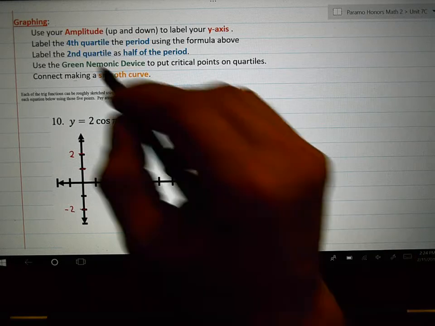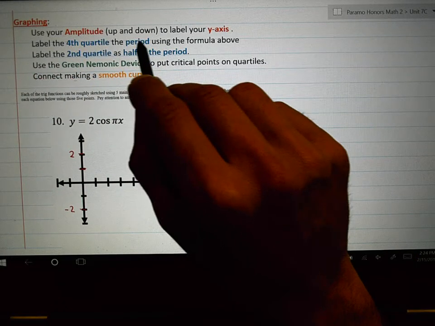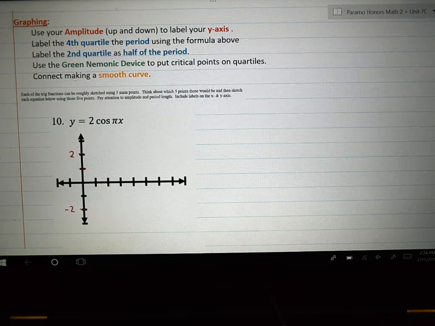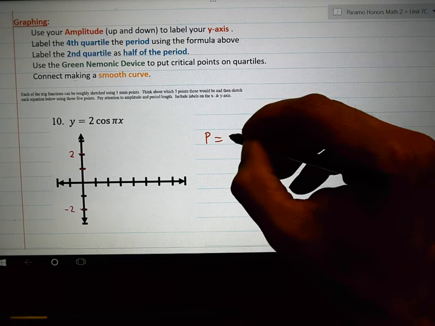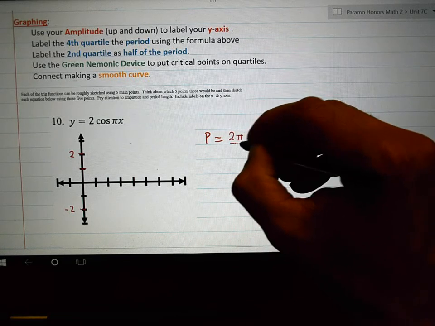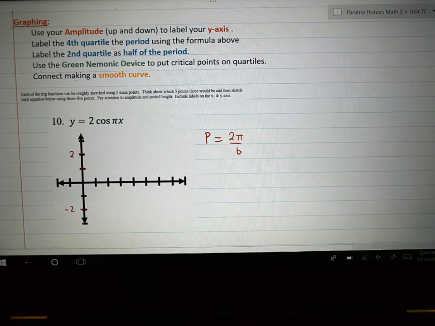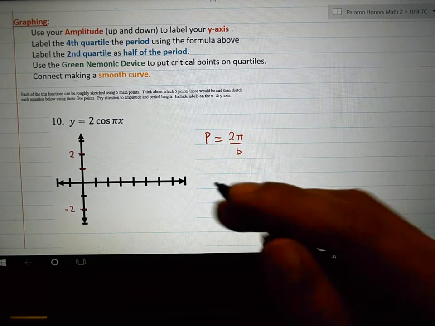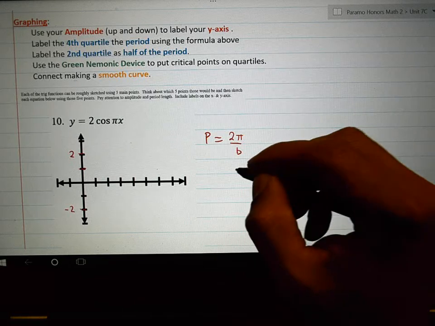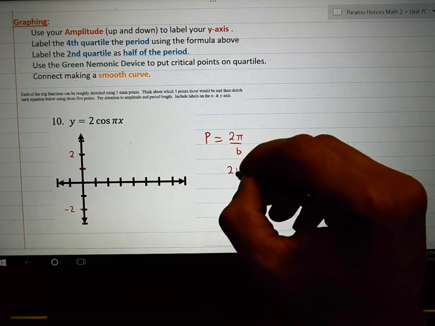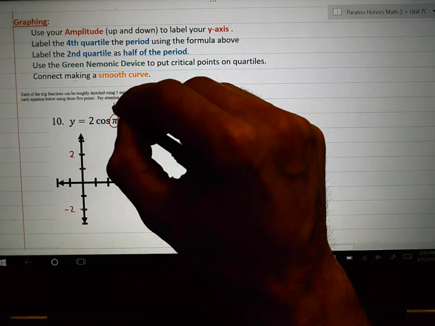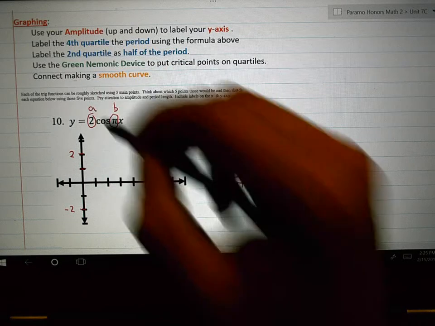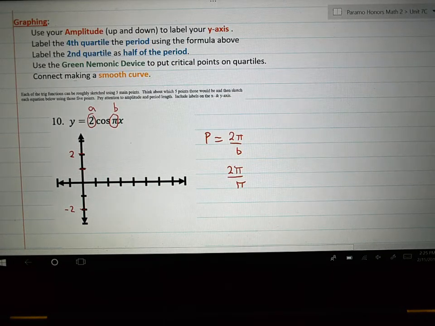The next thing you're going to do, step 2, label the 4th quartile of the period using the formula above. If you remember the formula, you write P for period is equal to 2 pi divided by b. And what was b? What's b in this particular problem? It's whatever is multiplying the x. It might even be a fraction sometimes. 2 pi divided by pi. Our b value is this one. Our a value is this one.